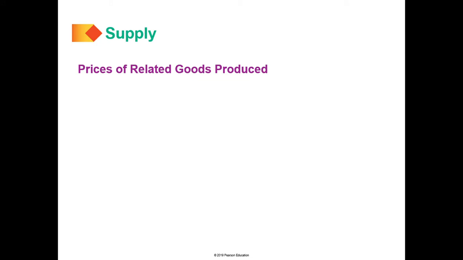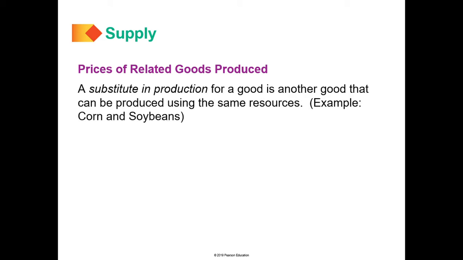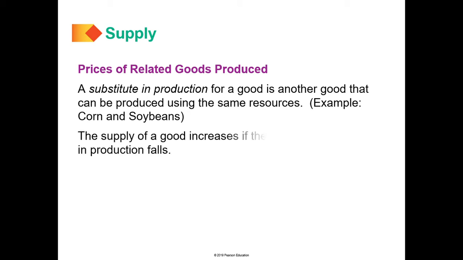Another one is going to be prices of related goods produced. Now we had prices of related goods under demand, but here it's just a little bit different. We're still going to break it down into two different types of goods. The first is going to be substitute in production. So I have limited resources and I can use my resources to produce one thing or something else. So for example, if I am a farmer in Iowa, I could use my land to produce corn or I could use it to produce soybeans. I can't use the same land to produce both. So if I produce one, I'm not producing the other. So if the price, say, of corn goes up, then the supply of soybeans is going to go down.